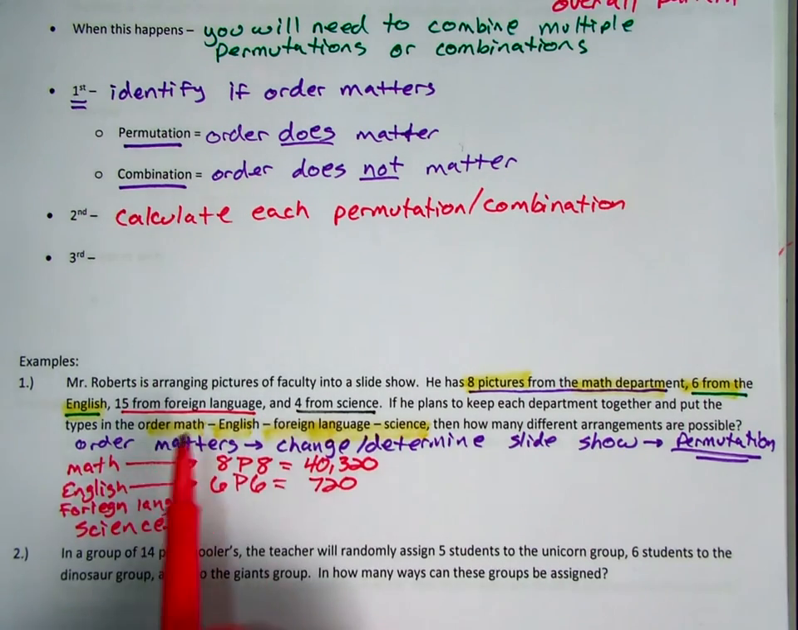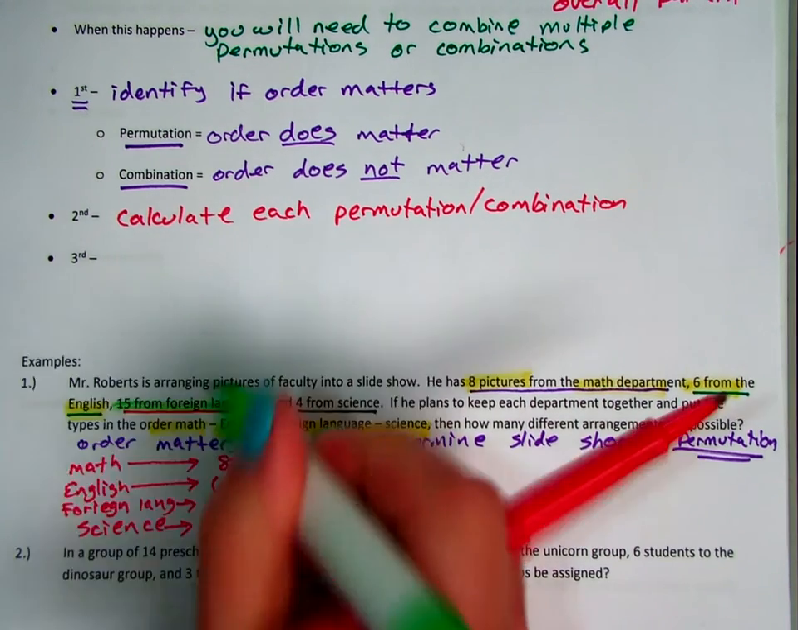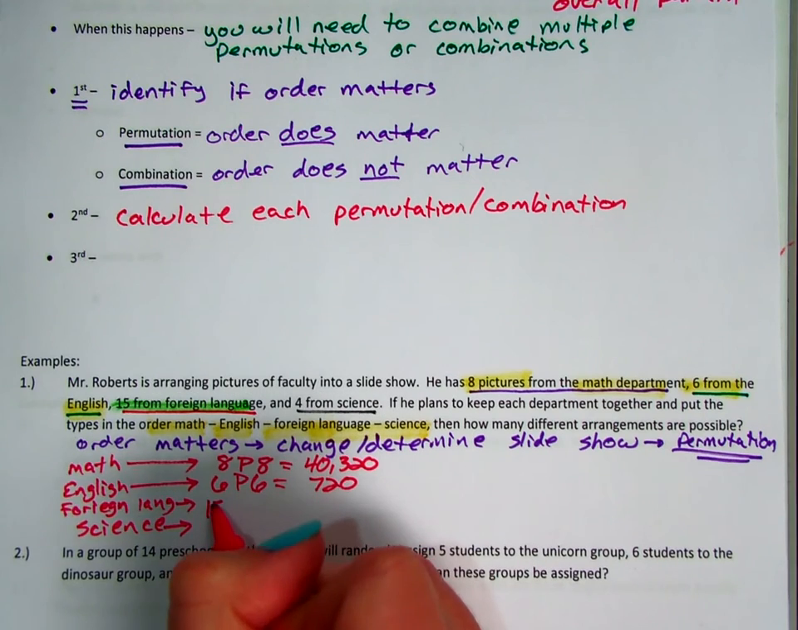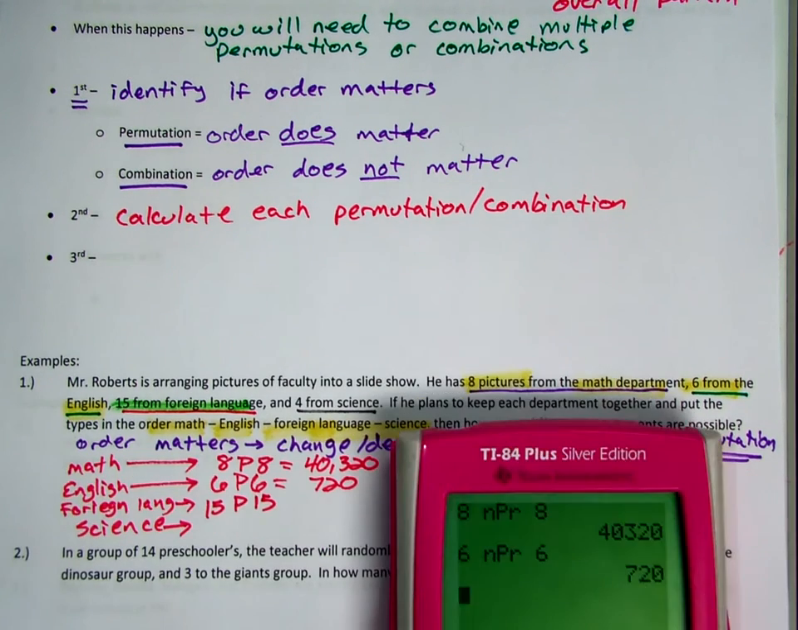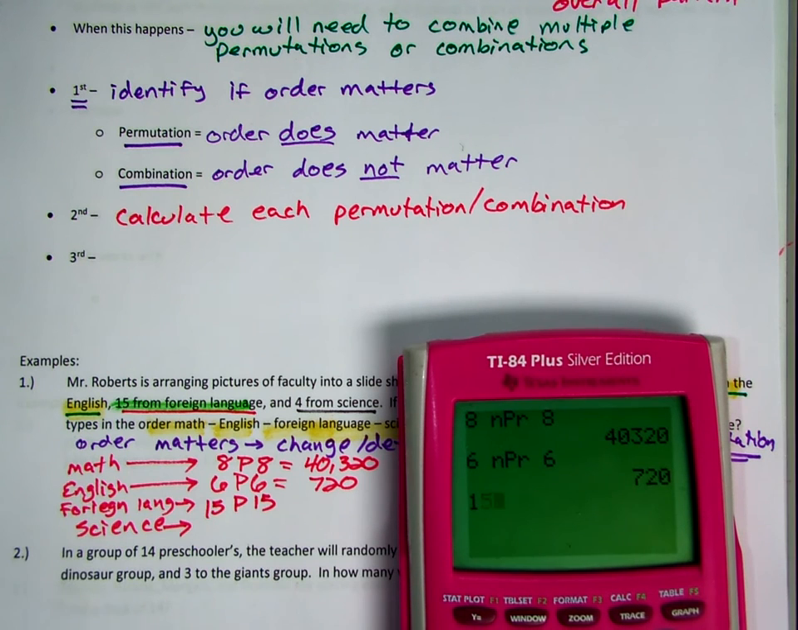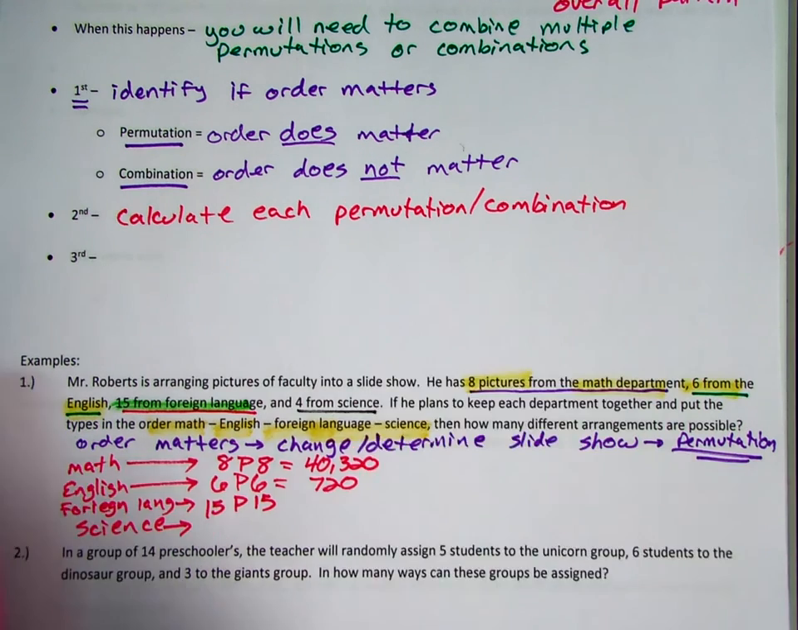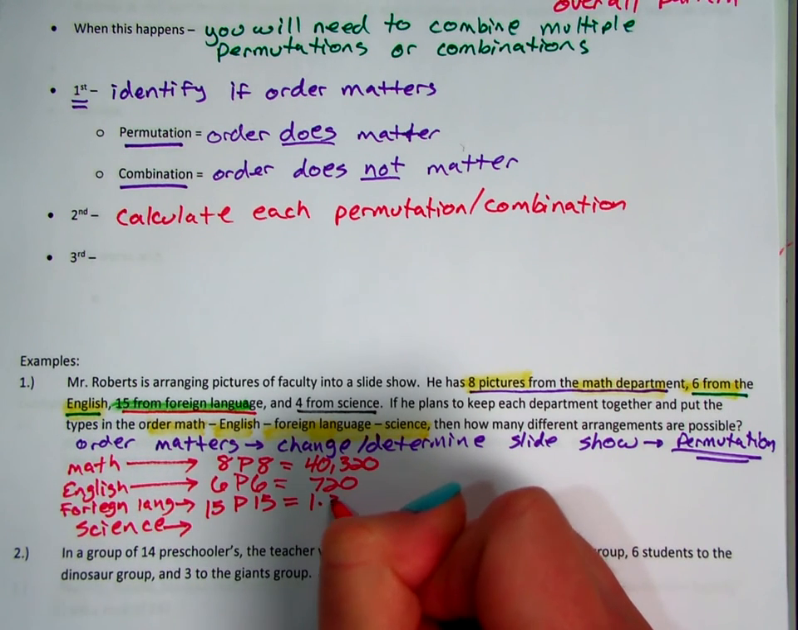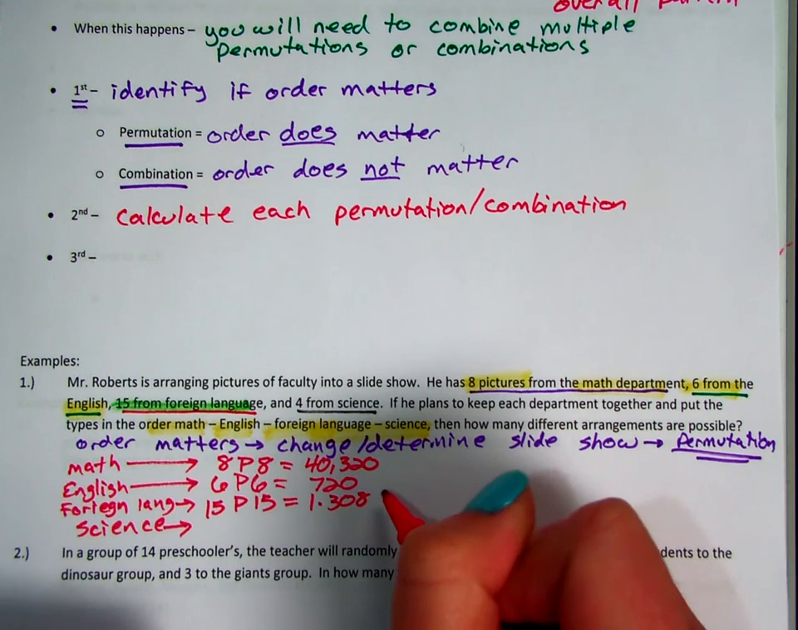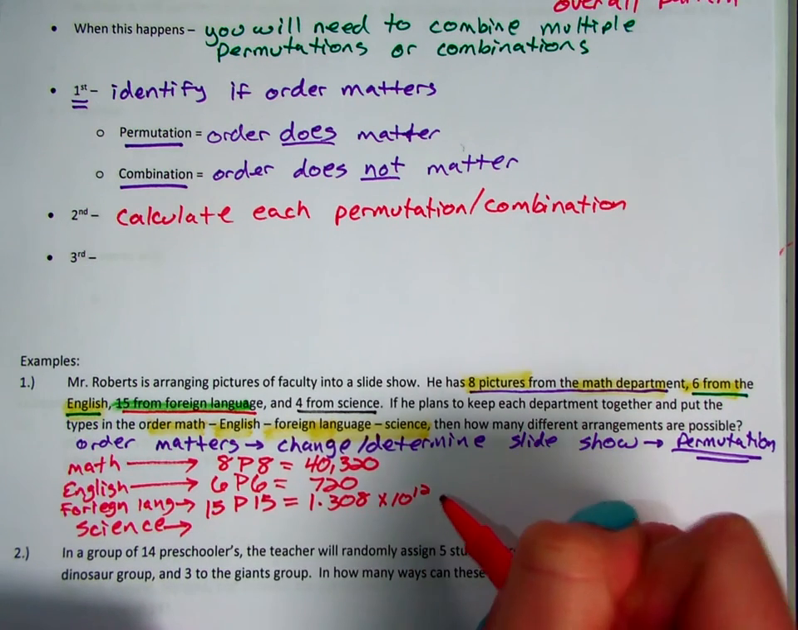Then for foreign language, we see that there are 15 from foreign language. So we have 15 options that we're choosing 15 of. So we're going to do that again. So 15 permutation, choose 15. So this one's a really long one, so we're just going to write that as 1.308, because it was 7, 6, right? So 1.308 times 10 to the 12th power.